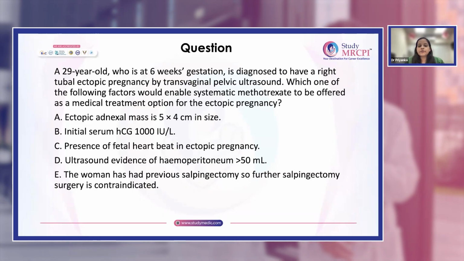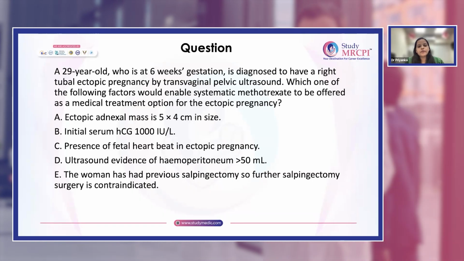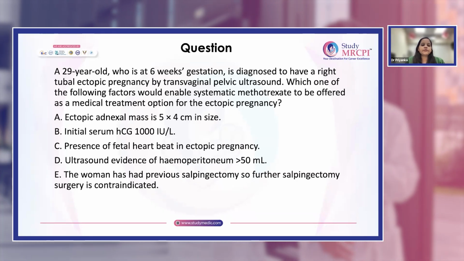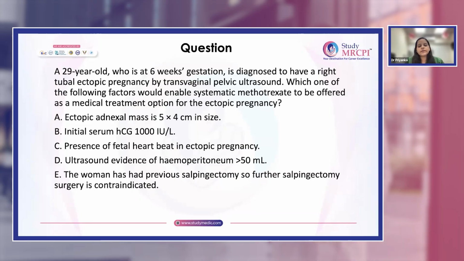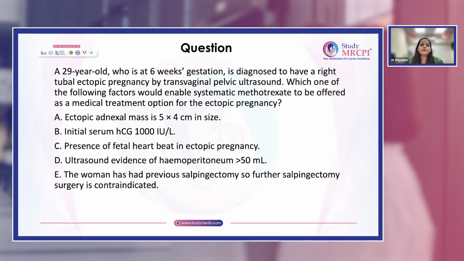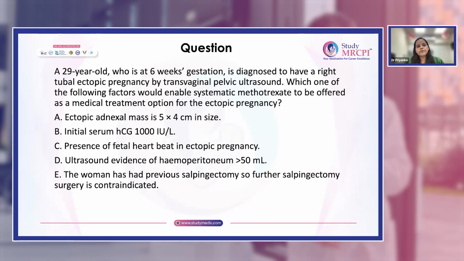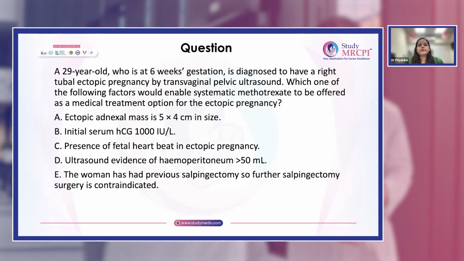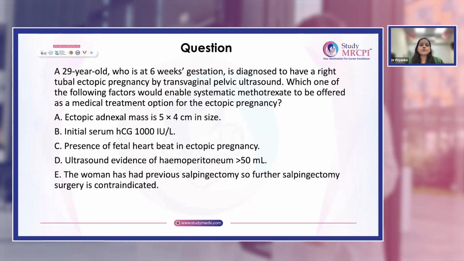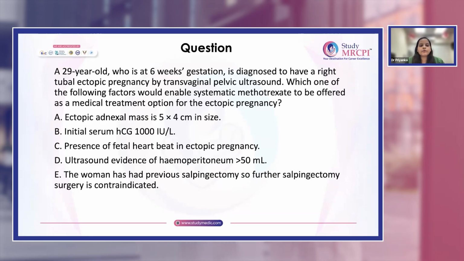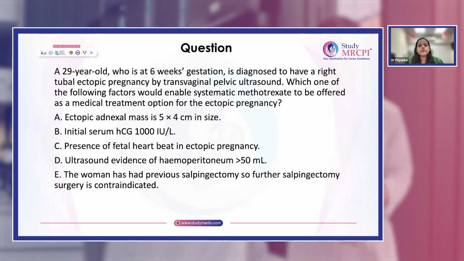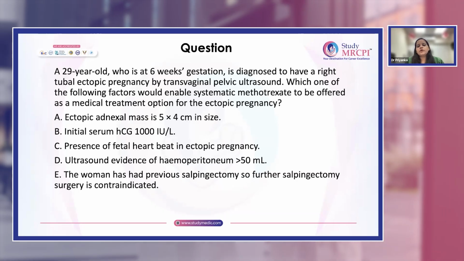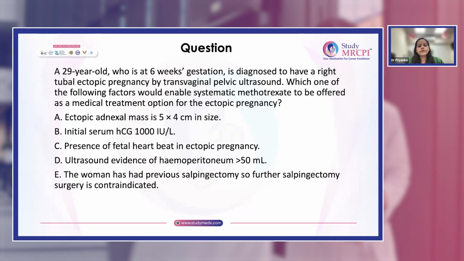If there is ultrasound evidence of hemoperitoneum more than 50 ml, that is also a contraindication because it signifies that she has probably already ruptured, and in this case, we need to expedite the management of the ectopic pregnancy by doing a surgery, that is laparoscopy or a laparotomy. And if the woman has had a previous salpingectomy, then further salpingectomy surgery is contraindicated. So in this case also, the medical management is not indicated.